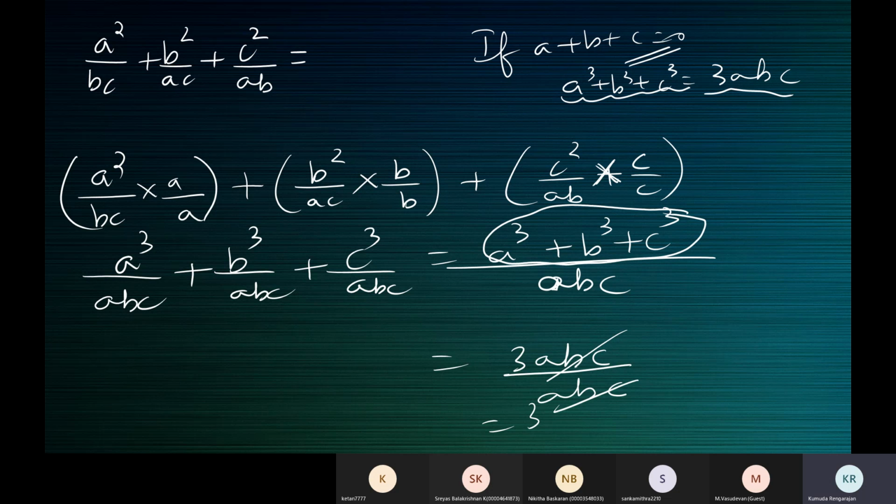The expression has 3 terms. We multiply each of the terms by 1. That's the effect, right? When you multiply by A by A, B by B, C by C, it's like you're multiplying by 1.